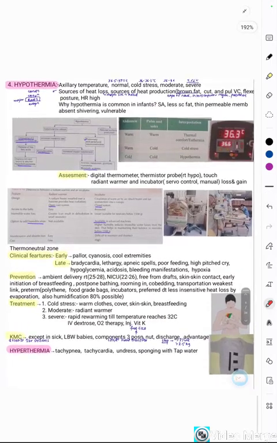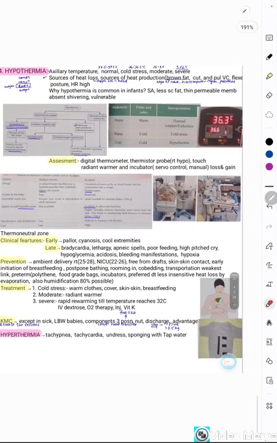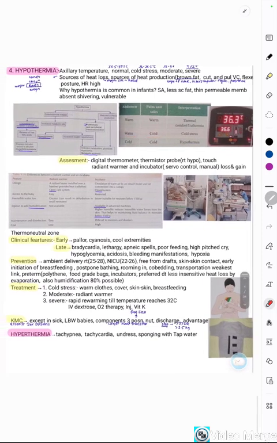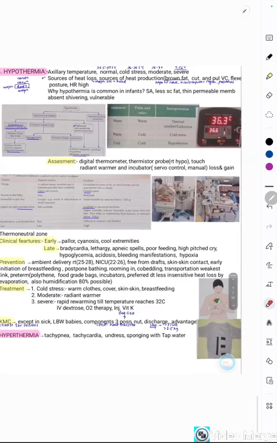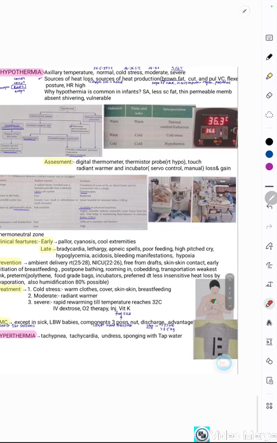It is considered to be a cold stress when the abdomen is warm but the palms and soles are cold. It is considered to be hypothermia when the abdomen and the palms and soles are cold. This is the thermistor and is servo control based. Assessment is done by digital thermometer or a thermistor probe which is placed on the right hypochondrium. Then by touching we can come to know about the temperature.